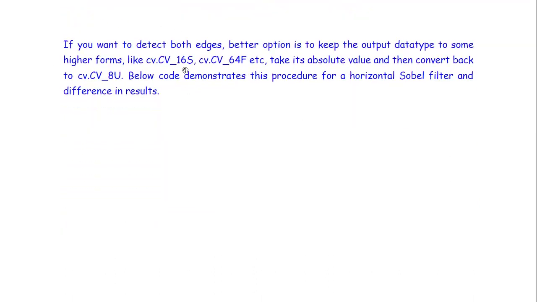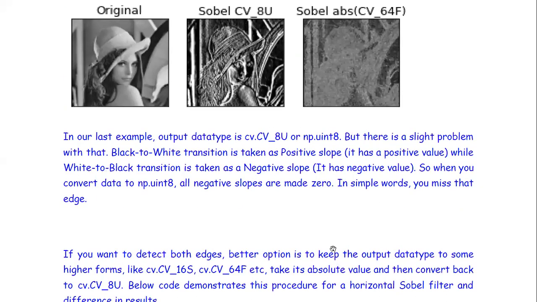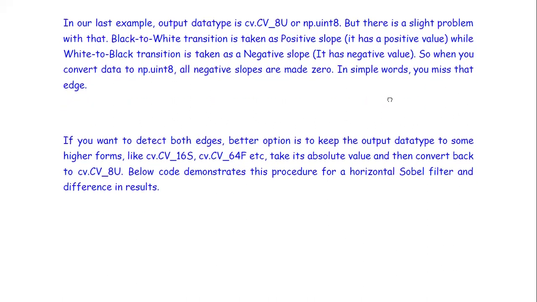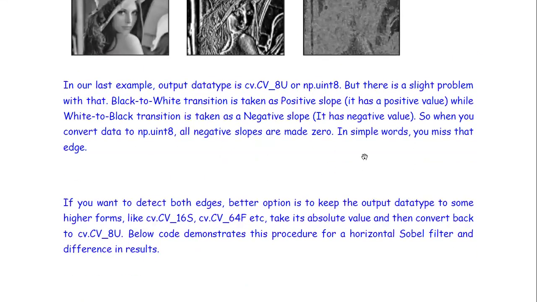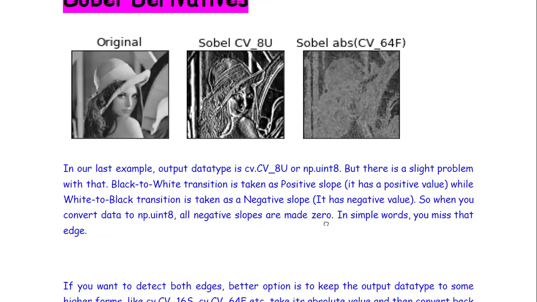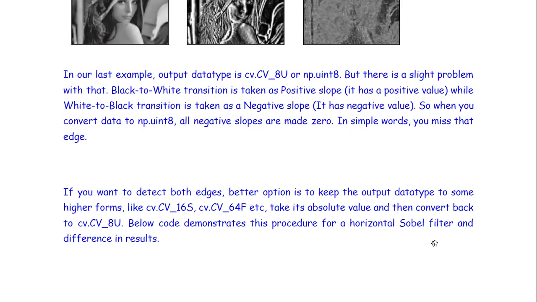Now, if we want to detect both edges, a better option is to keep the output data type in some higher form, like cv.CV_16S, or CV_64F. So it takes the absolute value and then converts back to CV_8U. So we were taking a lesser output data type, but when some edges are missing and we want better edge detection, we have to keep the output data type in a higher form. That's why in this coding part, we are going to use the higher one, 64F.